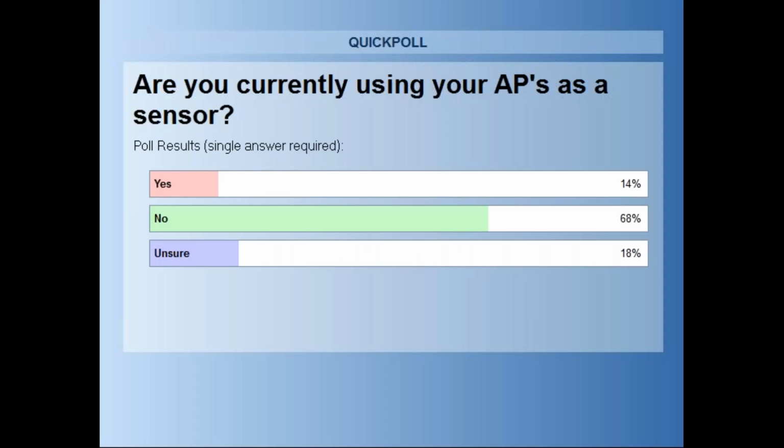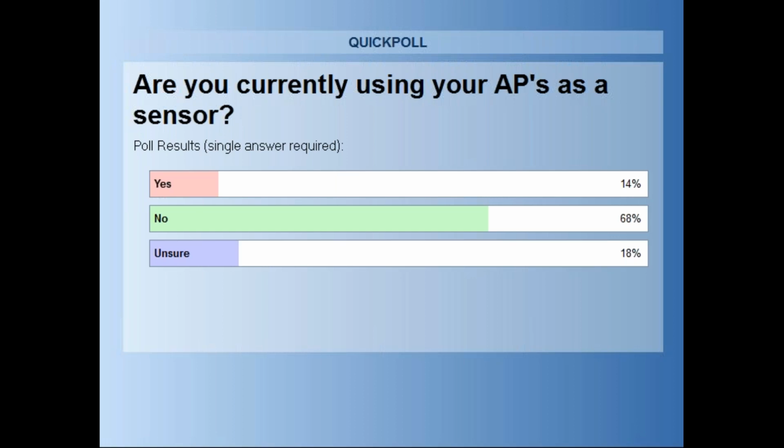And so here's the results of that poll. I'll let you talk through that, mate. All right, let me try to. It's a little small. It's a little difficult for me to see here. Mark, can you help me out with the numbers I'm seeing here? Sure. So the yes result was 14%, no was 68%, and unsure was 18%. So okay. Very, very high in the no scenario. But there's still 14% that are currently using access points as sensors at this point.